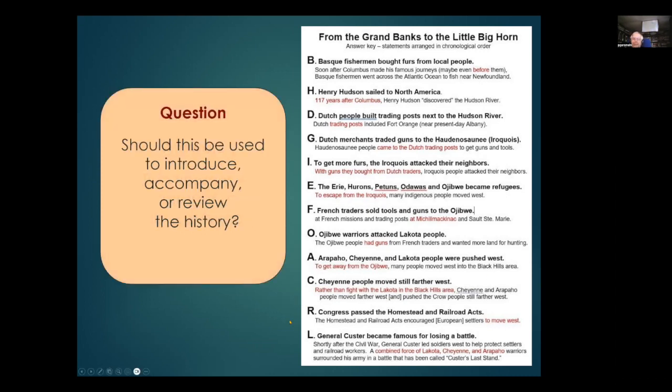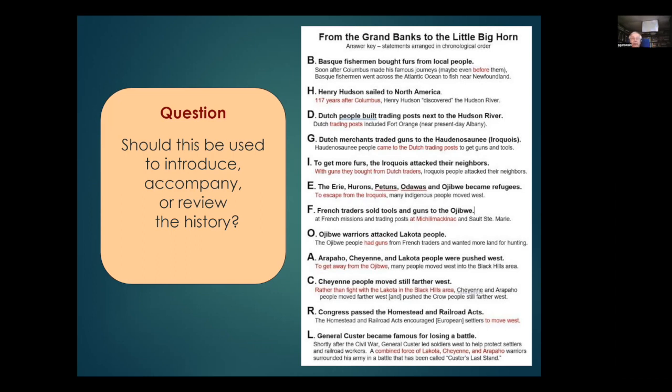Like I say, that's the raw material. Now, the question I would like to get a poll from you guys is, would you use something like this to introduce the topics? Or would you use it to accompany what's going on as you're explaining all of these things a little bit more? Or would you use it after you've done that as a kind of a way of reviewing that past history?